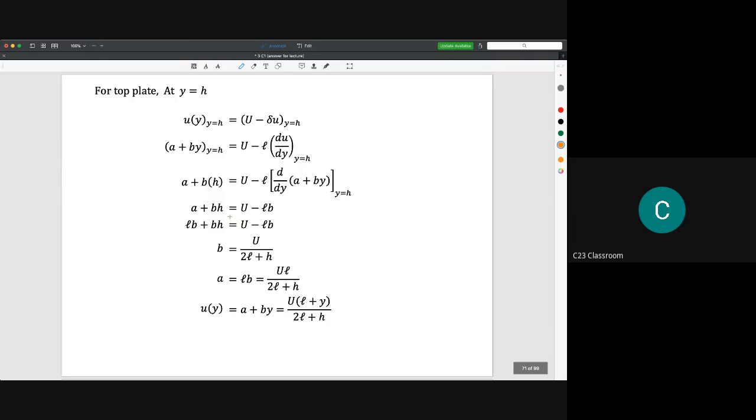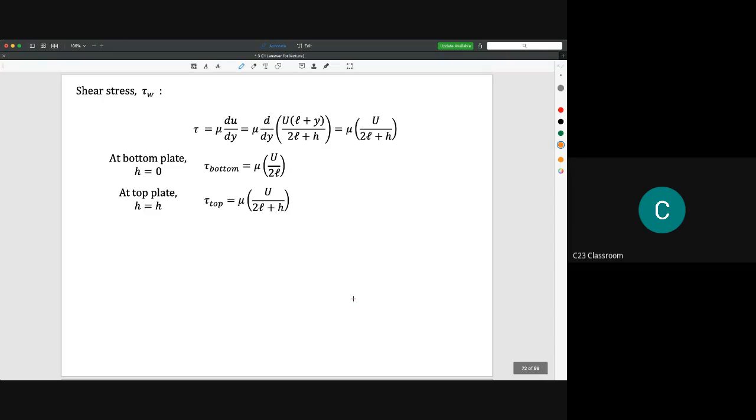Then for the second equation, this is for the top plate, so the location is y equal to h. We substitute all the values and do the integration and differentiation here, and then we get b. Substituting with a, we get a and b, and finally we could write u(y) equal to U (l plus y) over (2l plus h). And then we are going to calculate.